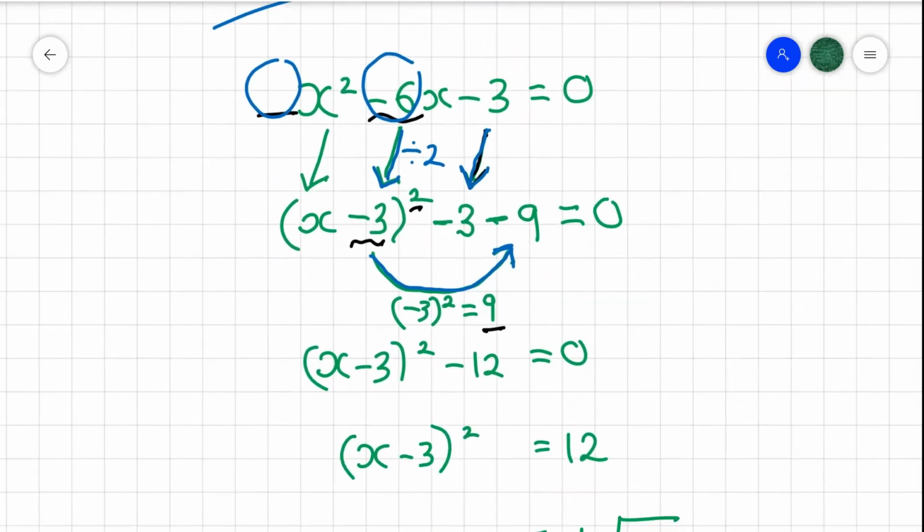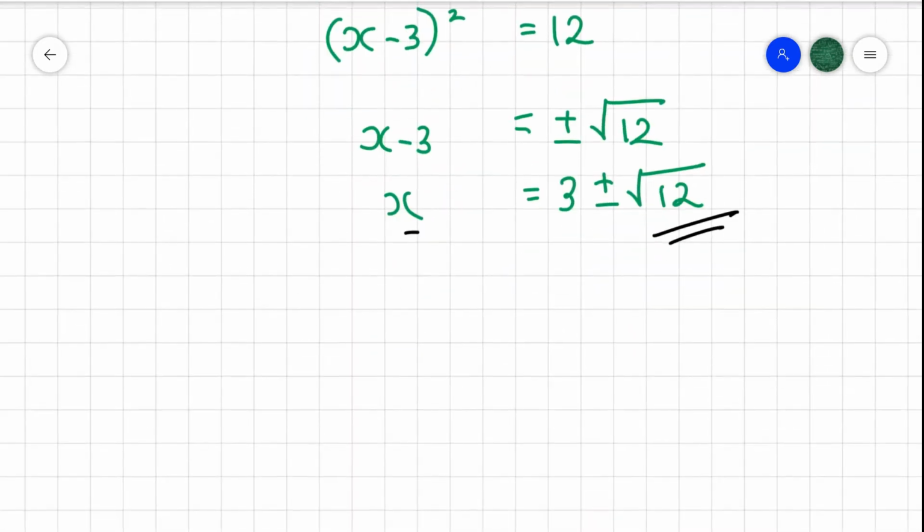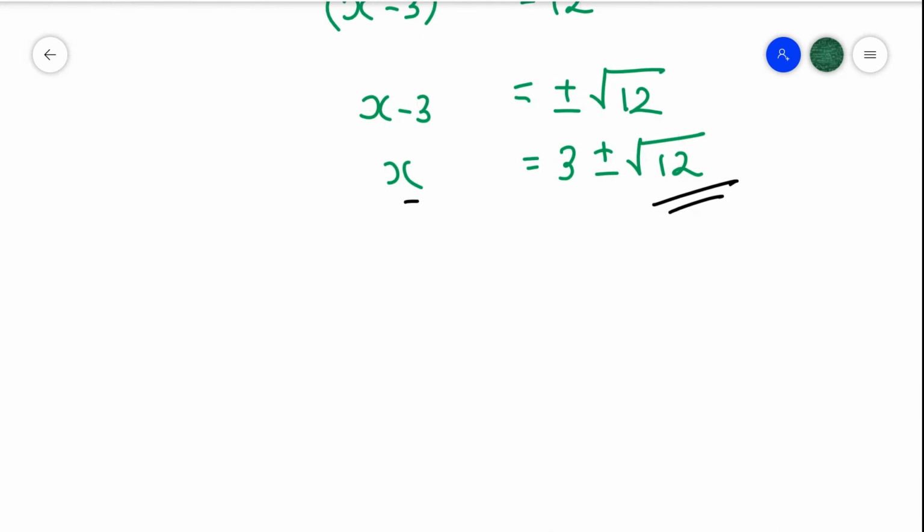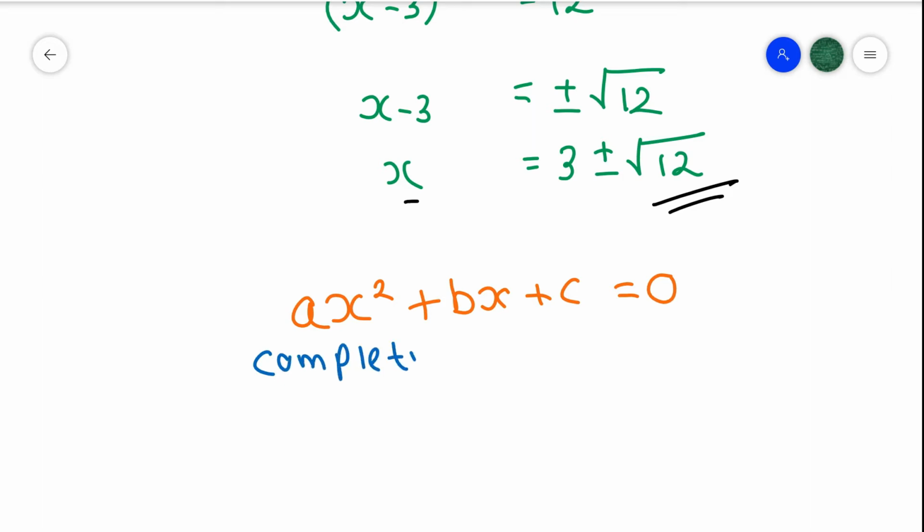We will now try to derive the formula for the quadratic equation using this method. So we are going to start with the general form of the quadratic equation, ax squared plus bx plus c is equal to 0. Again, we are attempting to do the completing square for this equation now.